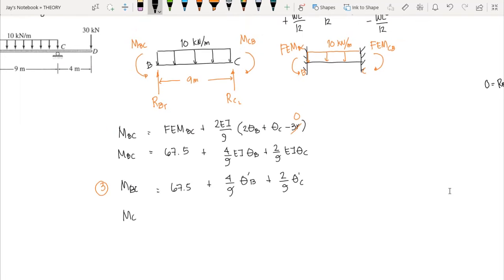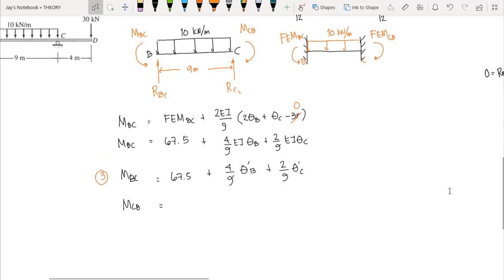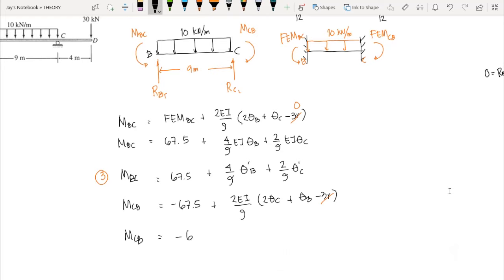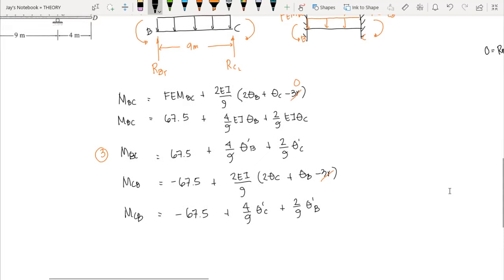Now for moment CB, we have the fixed end moment, of course, that is negative. We have negative 67.5 plus 2EI over 9 times 2 theta C plus theta B minus 3R. Again, we can cancel out 3R. So we have MCB is equal to negative 67.5 plus 4 over 9 theta prime C plus 2 over 9 theta prime B. So this is our fourth equation.